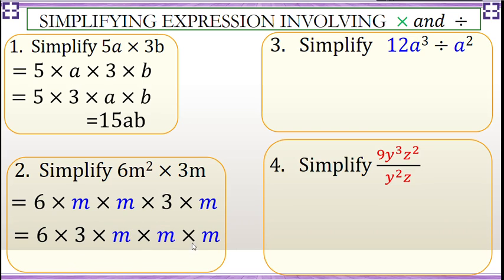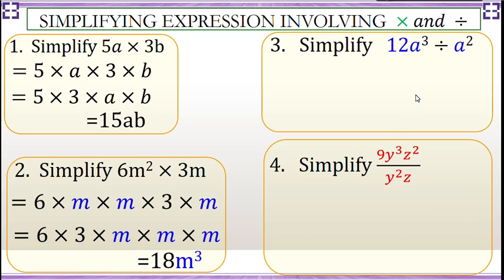Then m times m times m, there are 3 lots of m, each one has a power of 1. And in the law of indices, when you multiply indices with the same base, you only add the powers. 1 plus 1 plus 1 is 3, because there are 3 lots of m. So that's why it's 18m cubed. 6 times 3 is 18, m times m times m is m cubed.